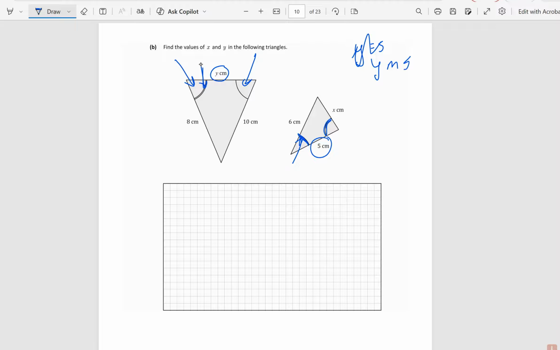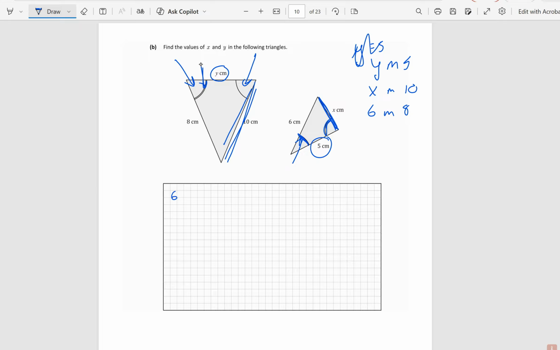Now look for the one that comes directly out of, let's say, the single arc. So it'll be here. So x matches to 10. And the leftover one then, 6, matches to 8. Now we can do our similar triangles, or our ratios.